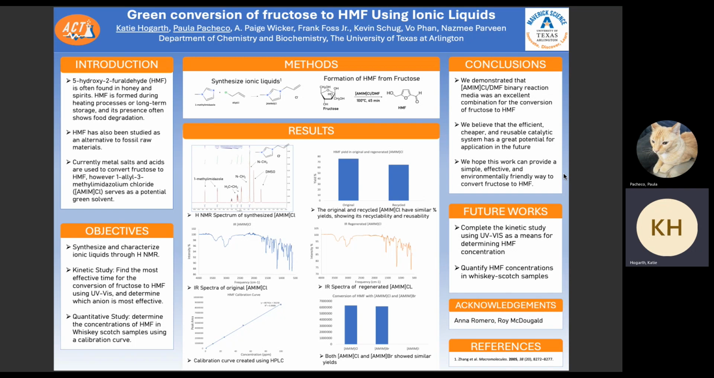But it does show that the AMIMCl and the AMIMBr have similar enough yields that they're both viable, and since the AMIMCl is a cheaper material to make, that's the one that we've been focusing our studies on. So for our conclusions, we determined that AMIMCl-DMF binary reaction media is an excellent combination for the conversion of fructose to HMF, and we believe that the efficient, cheaper, and reusable catalytic system has a great potential for application in the future. And we hope that this work can provide an effective and environmentally friendly way to convert fructose to HMF in comparison to metal salts and acids.